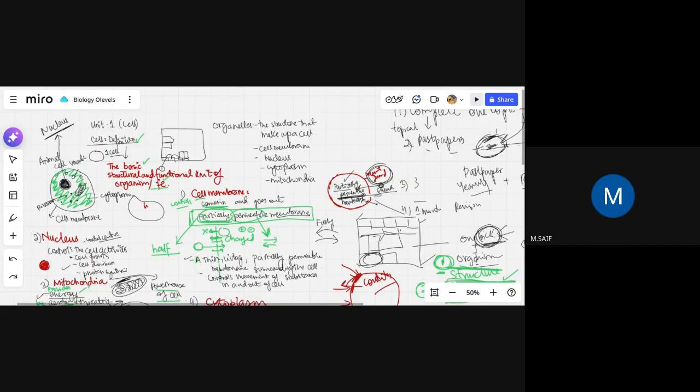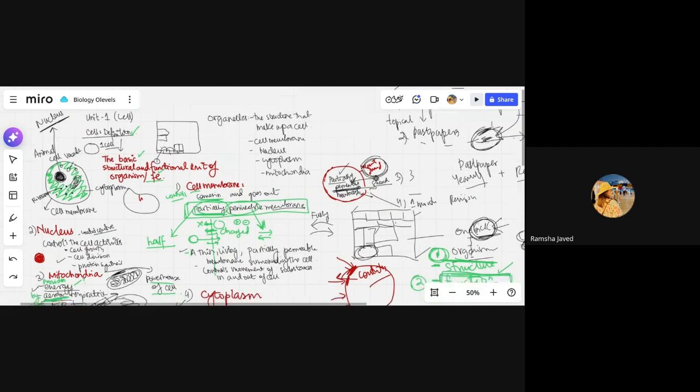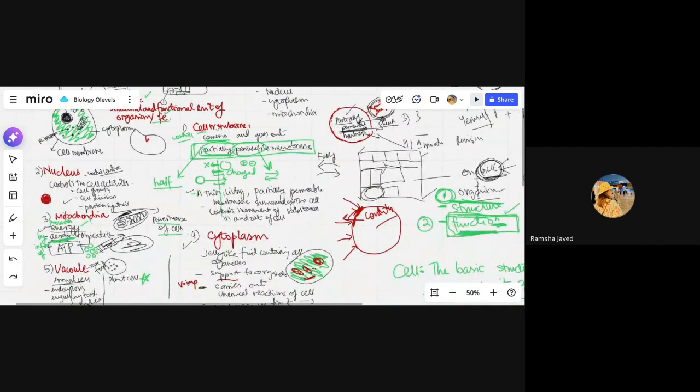It is a basic unit of life. Okay, very good. It is the basic structural and functional unit of life. Very good. Okay, so we have studied the organelles of cell and where they are contained. Okay, first organelle of cell is, for example, we started from cell membrane.